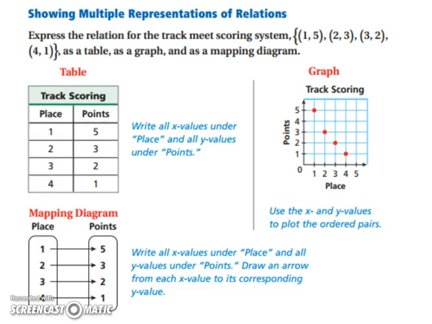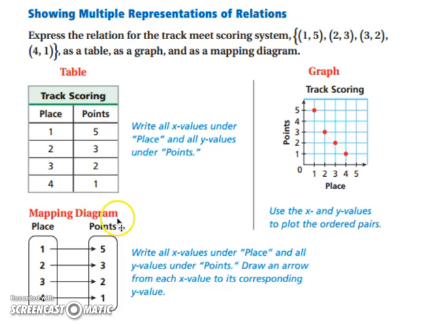So this first one we're just kind of going to look at together. As a table, you're going to place all your x values in the first column and then all your y values in the second, making sure that your 1 corresponds with your 5, since the coordinate, the 1 and the 5, correspond with each other. When you're graphing, simply plot each point.